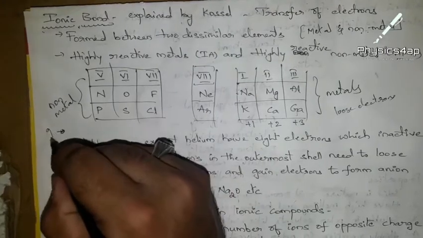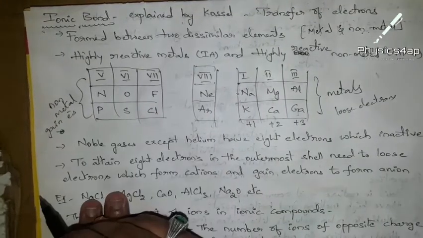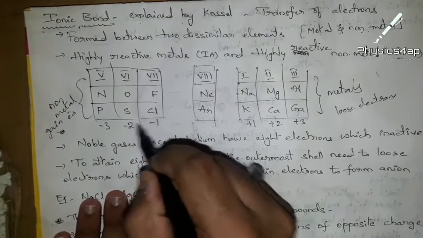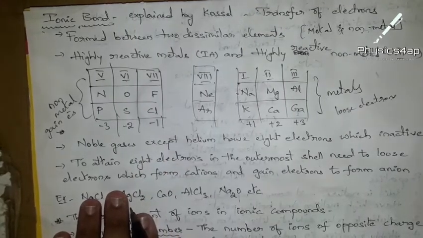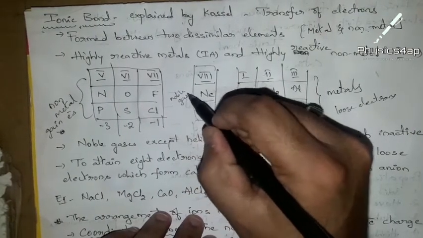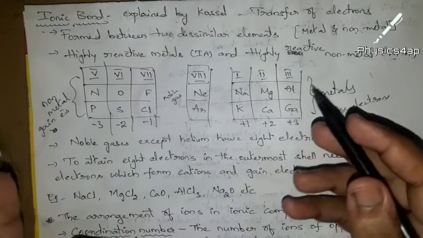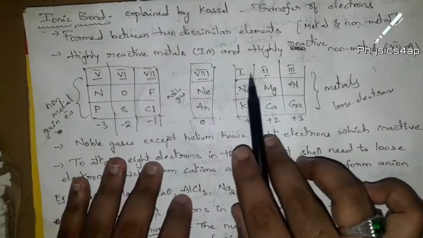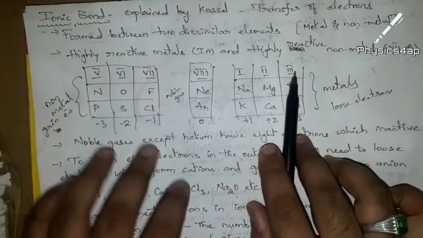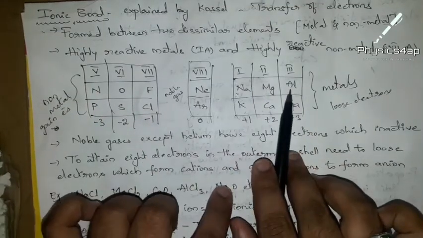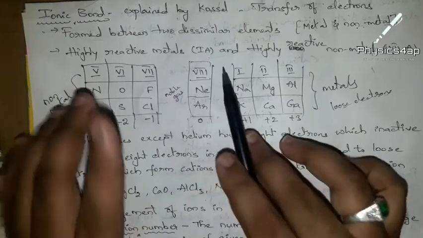As for the non-metals, they gain electrons. As they gain electrons, here the valency is -3, here -2, and here -1. Now coming to 8A, which is called the noble gases. These noble gases can neither lose electrons nor gain electrons, so their valencies are 0. They don't have any combining capacity. So groups 1A, 2A, 3A are metals, and 4A to 7A are non-metals. Any element from the metals can combine with the non-metals to form an ionic bond.